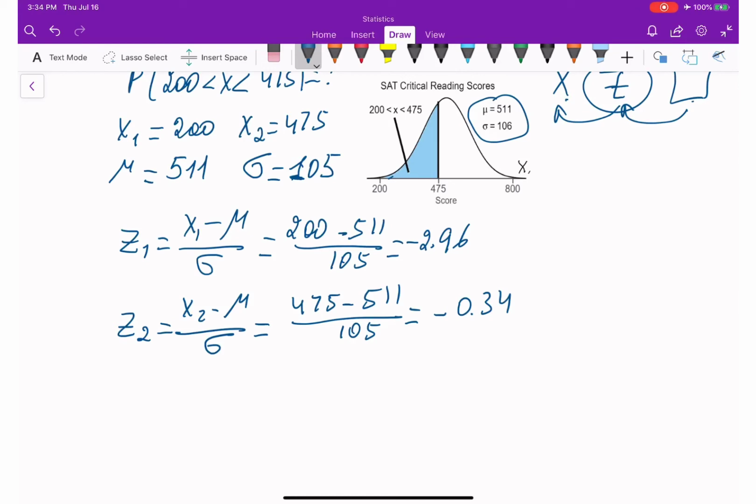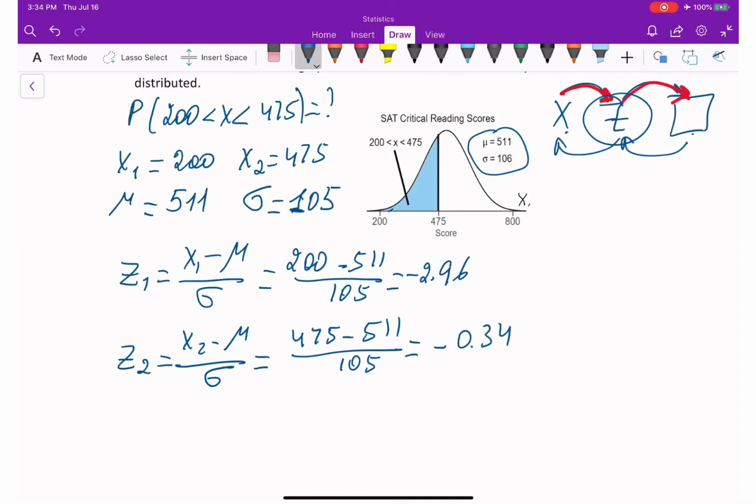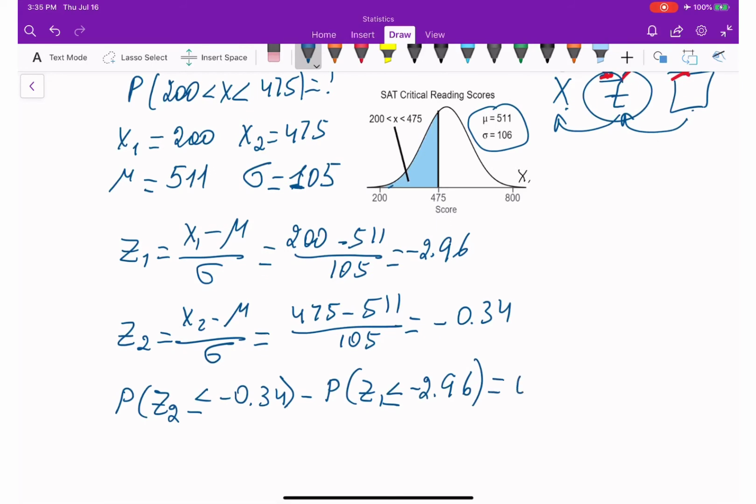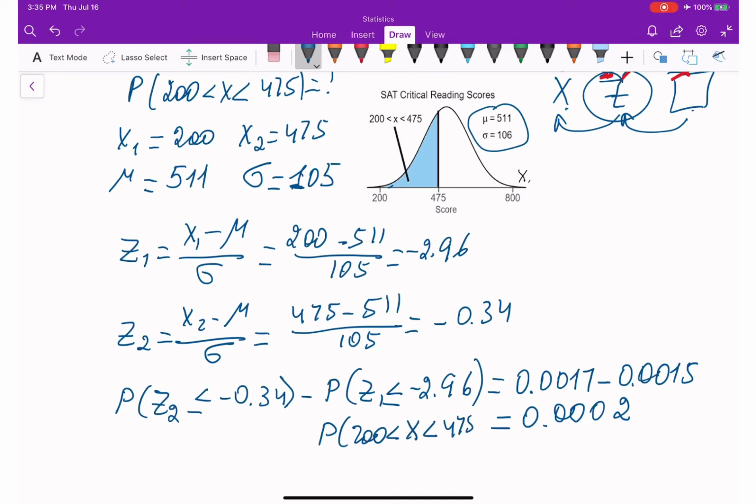Now let's find the probability. So the shaded area, it's going to be probability of z-score 2, that is z-score less equal negative 0.34, minus probability of z-score 1 less equal negative 2.96, and this is equal 0.0017 minus 0.0015, and the answer is going to be 0.0002, and that is probability for x is greater than 200 and less than 475.